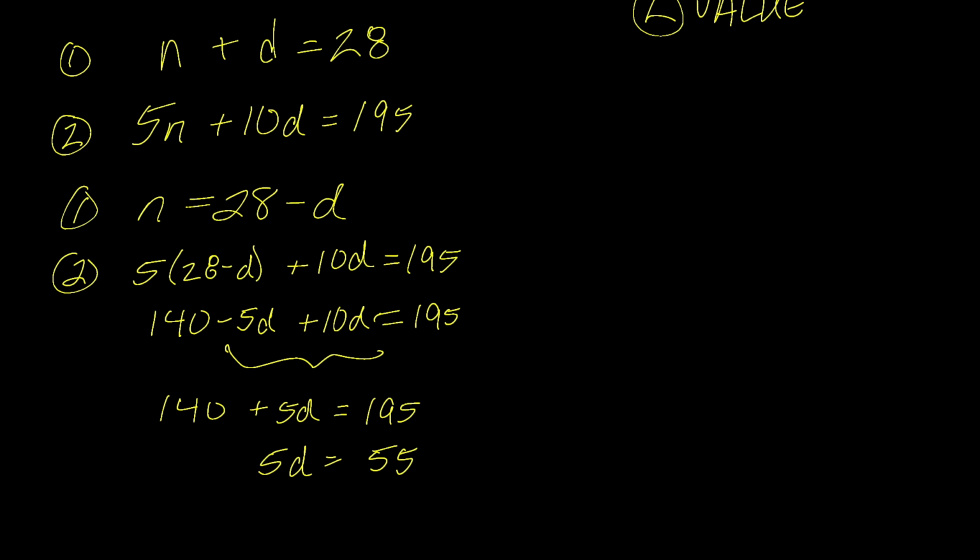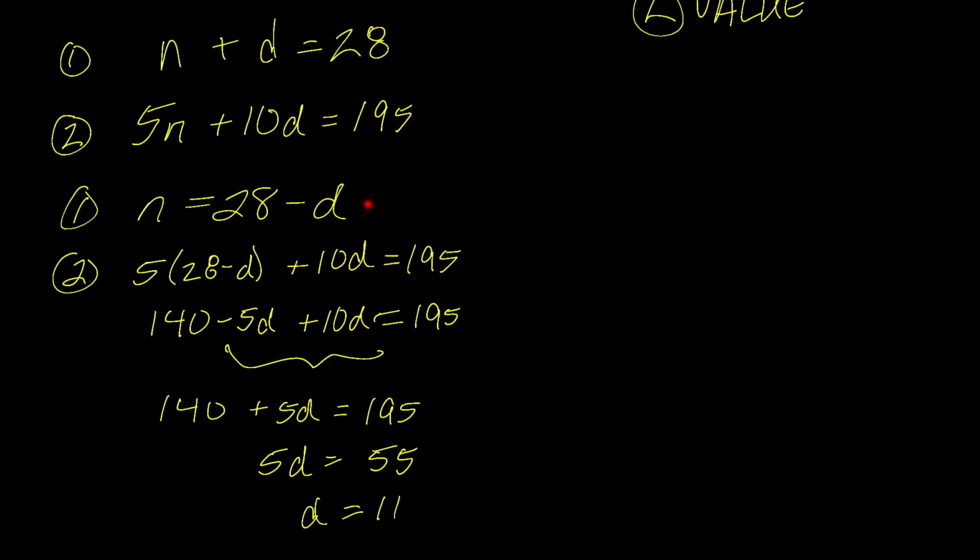So when I divide both sides by 5, divide this by 5, divide this by 5, your final equivalent equation is your solution for the number of dimes. Okay, so now we know that the number of dimes is 11.